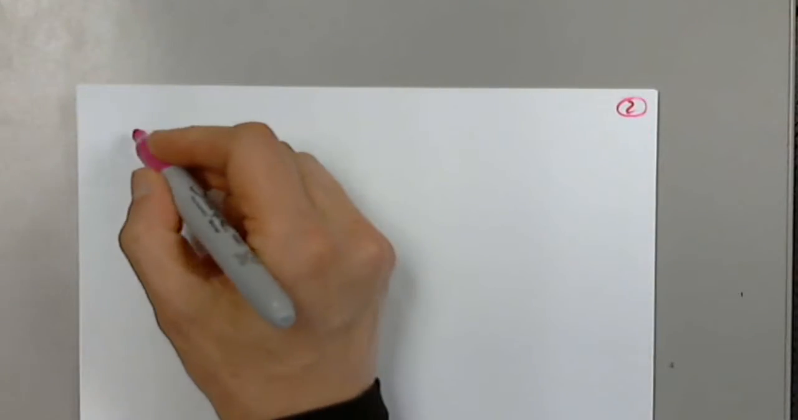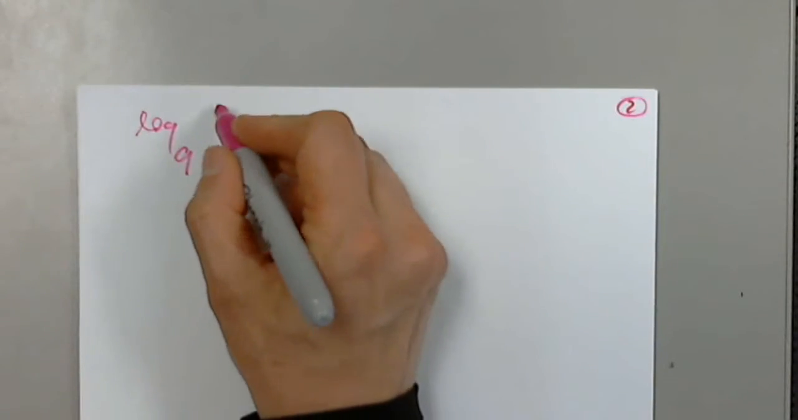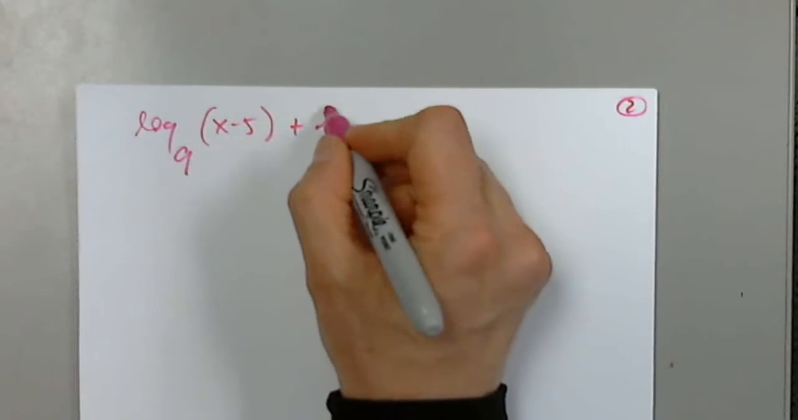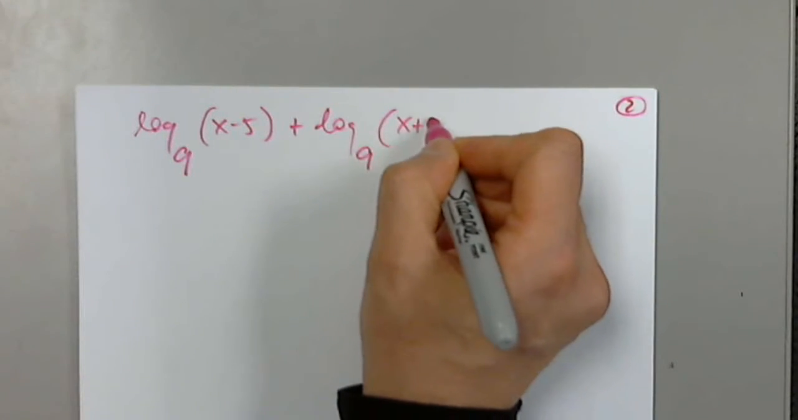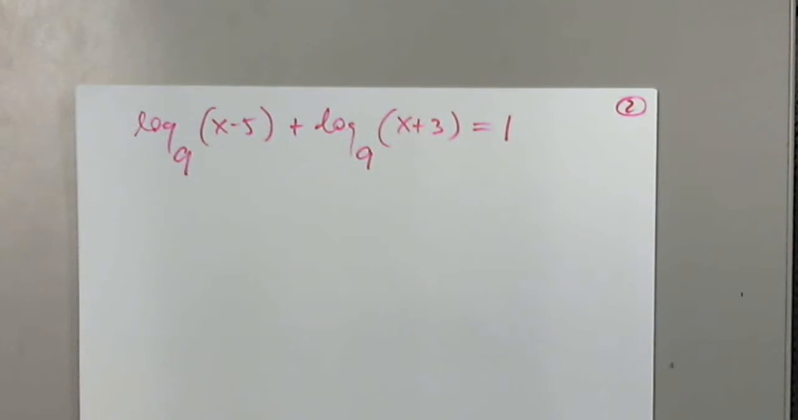Okay, so we have log base 9 of x minus 5 plus log base 9 of x plus 3 equals 1.